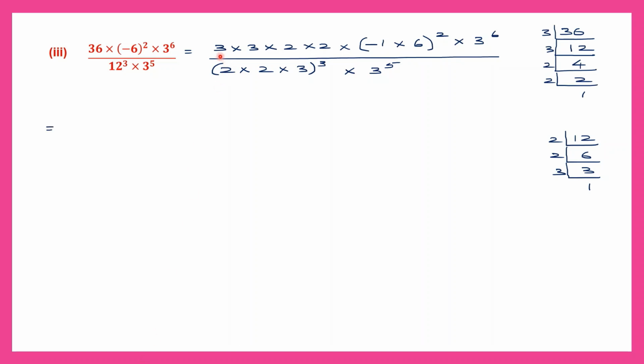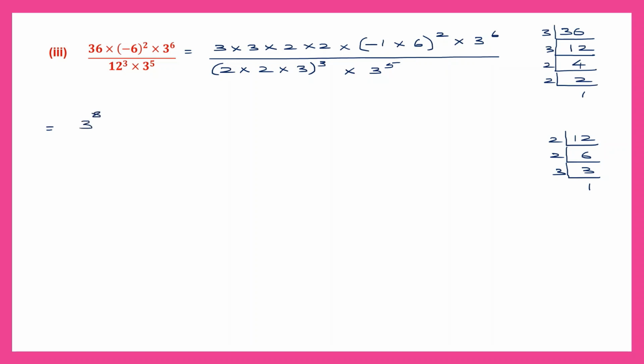So here we have 1, 3, then we have 1 more, and here we have 6. So 1 plus 1 is 2, 2 plus 6 is 8. So 3 is raised to the power of 8. So let's write that. 3 raised to the power of 8.